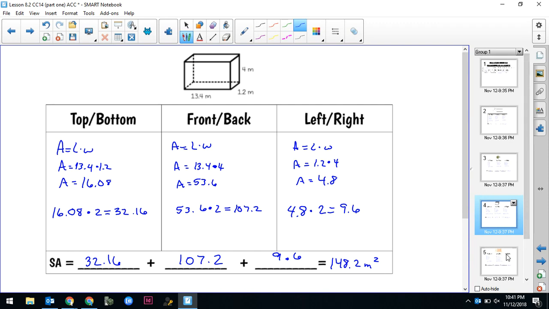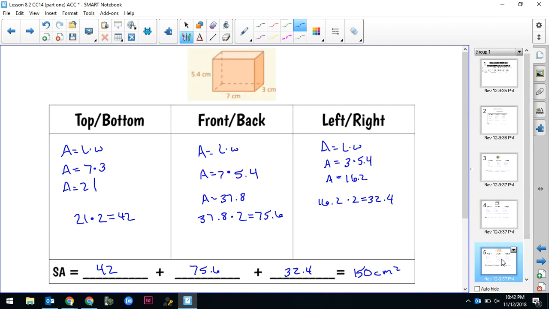And then for the last one, top and the bottom, I did the 7 times 3 and end up with 21, so we double it for 42. For the front and the back, 7 times 5.4 and double it to get 75.6. And on the left and the right, the 3 times 5.4, double it to get 32.4. Along the bottom, we'll add all those together and end up with a total surface area of 150 centimeters squared. And again, pause if you need to discuss that one.